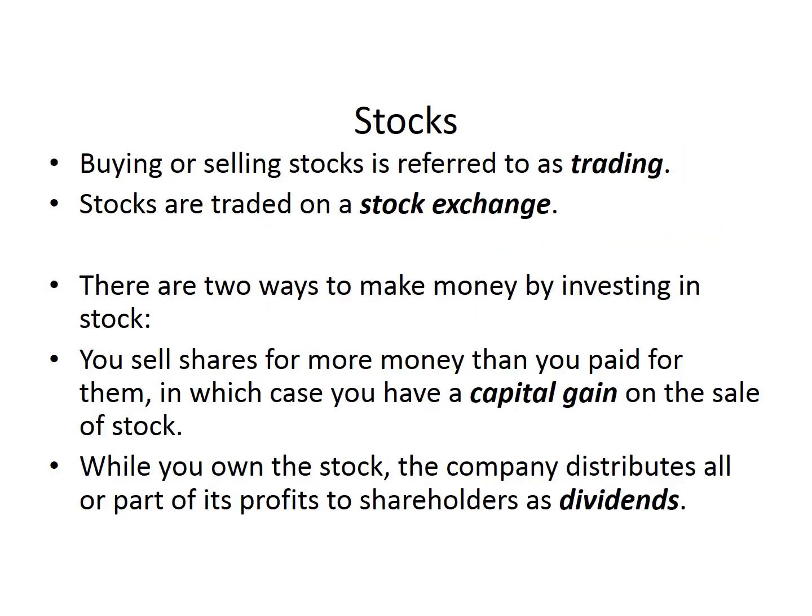Buying or selling stocks is referred to as trading. Stocks are traded on a stock exchange. There are two ways to make money by investing in stock. You can sell your shares for more money than you paid for them, in which case you have a capital gain on the sale of the stock, right? But you could certainly lose as well, but we're talking about just there's two ways to make money. The second thing is that while you own the stock, the company distributes all or part of its profit to shareholders as dividends. So you might be paid dividends while owning the stock, or you could sell the stock, and that's capital gain.